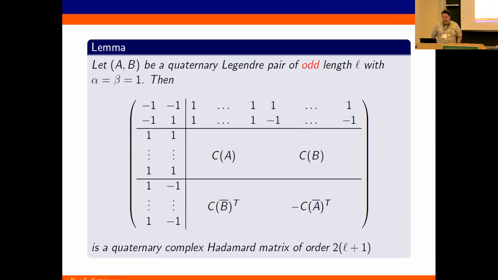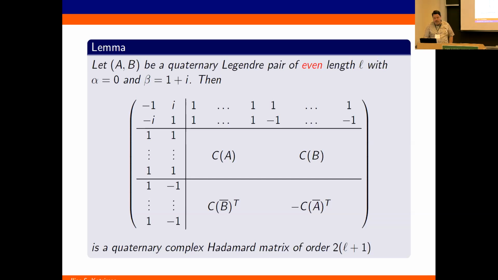If we mimic the construction from AJC in 2001, so if A and B is a quaternary Legendre pair of odd length L, and we make the normalization that the sum of the elements is equal to 1, then this is a quaternary or complex Hadamard matrix of order 2L+1. And similarly for even length, but now we make this other normalization that alpha is 0 and beta is 1+i. Then this array gives us again a complex Hadamard matrix of order 2L+1.